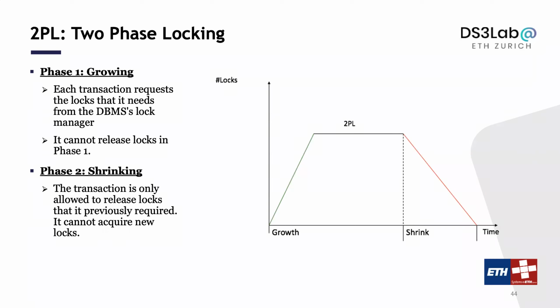So if you look at the figure on the right-hand side, the x-axis is time. The y-axis is essentially how many locks the transaction holds, right? So you can see there are two phases. In the first phase, it can only acquire locks. And then in the second phase, it can only release locks. Okay, so this is two-phase locking.